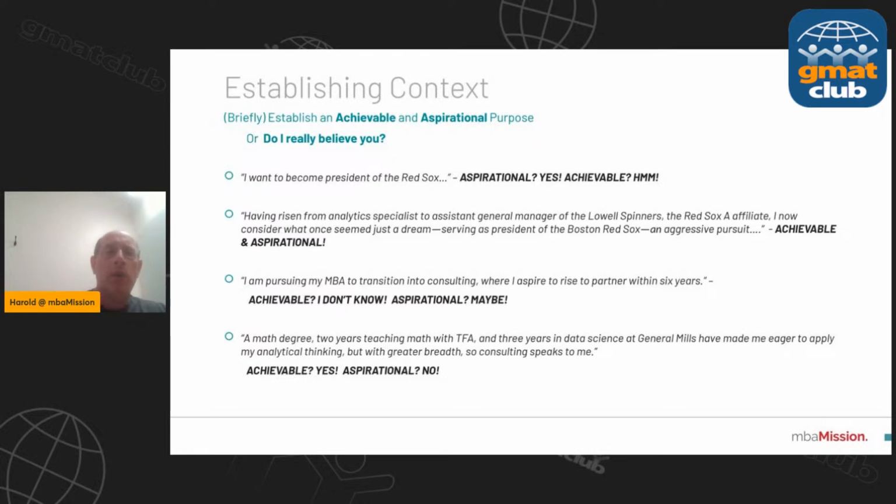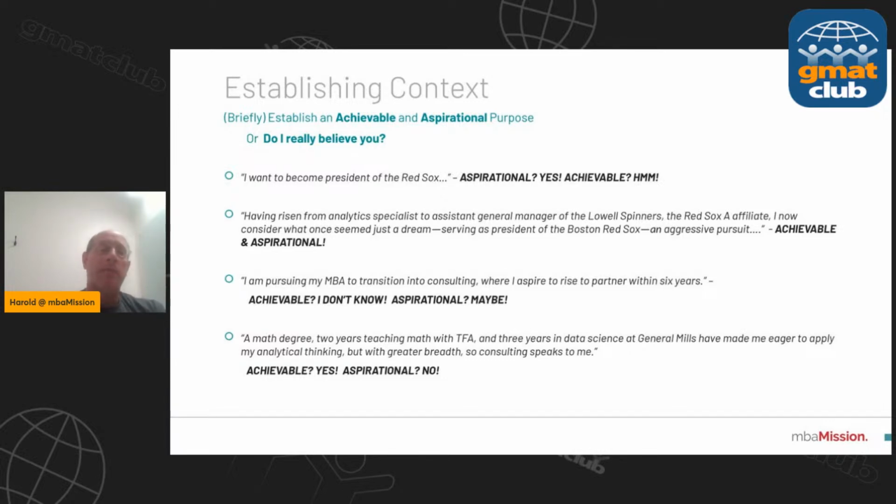Okay. When we're talking about context or goals, we always want to make sure that what you explain, what you say you want to be, is both achievable and aspirational. Or to turn it around, why should I believe you? If I'm an admissions committee member, why should I believe you?